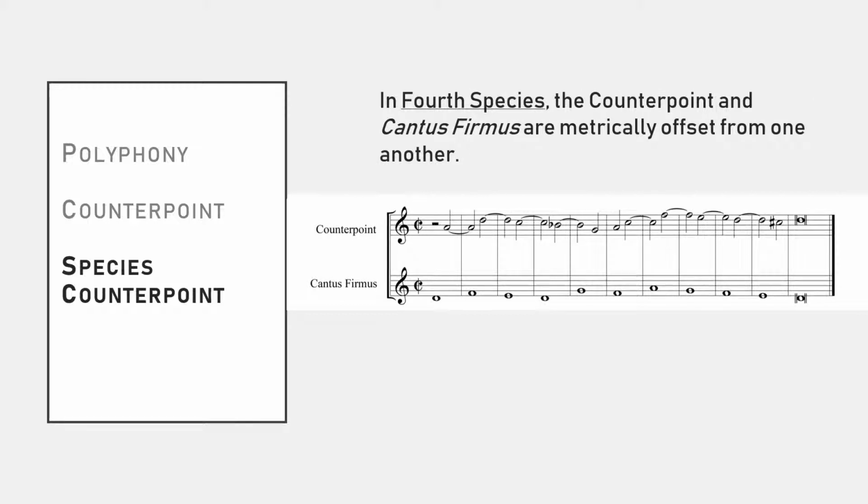In fourth species, the counterpoint and cantus firmus are metrically offset from one another. The tied half notes in the counterpoint are technically the same duration as the whole notes of the cantus firmus, but because they are offset, they overlap in an interesting way. Fuchs refers to these overlaps as ligatures, although in modern music theory, they're more usually called suspensions.